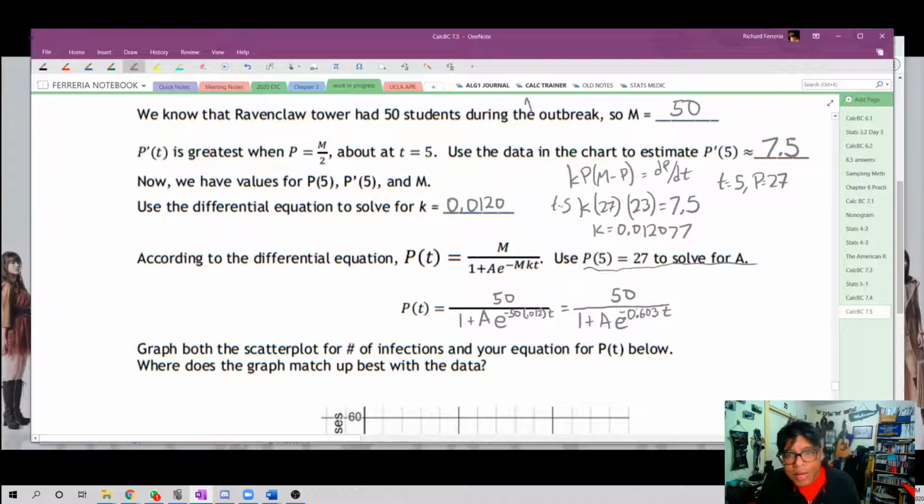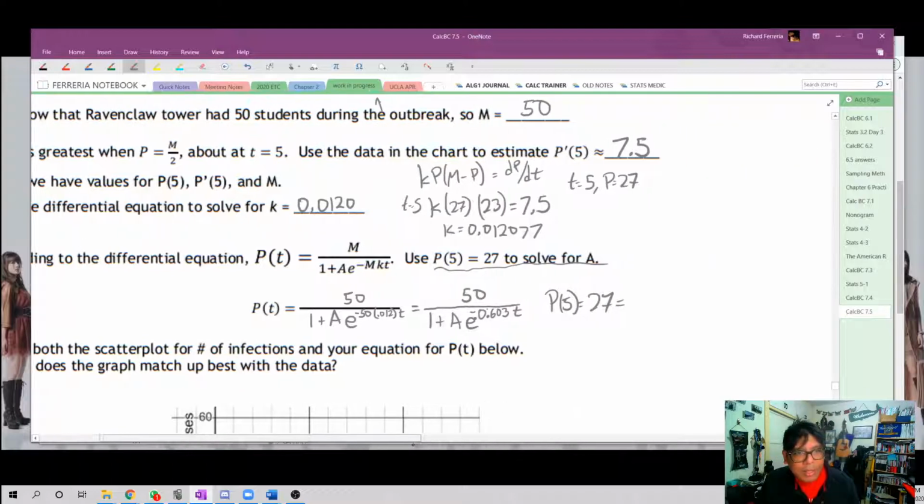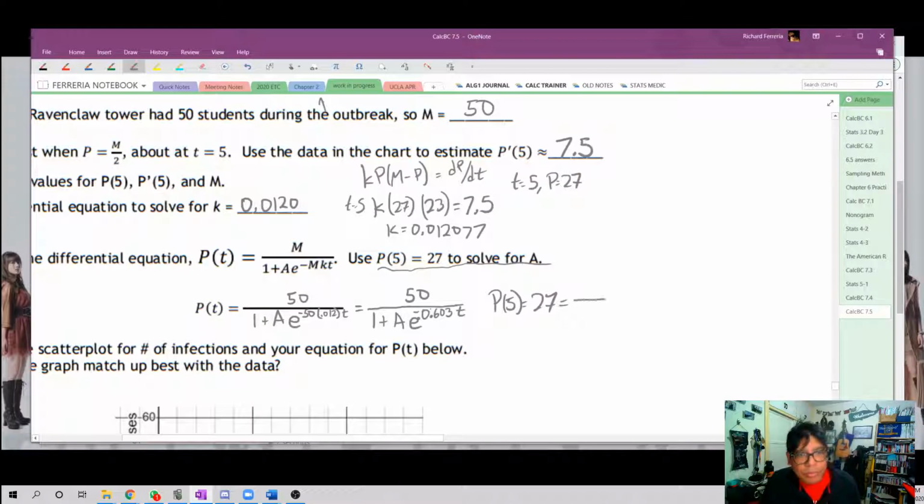So P5 is equal to 27, and I'm going to need some more room here. That's going to be equal to 50 over 1 plus A e to the negative 0.603 multiplied by 5. And using this, we should be able to figure out our value of A. Actually, let's take it to the solver.